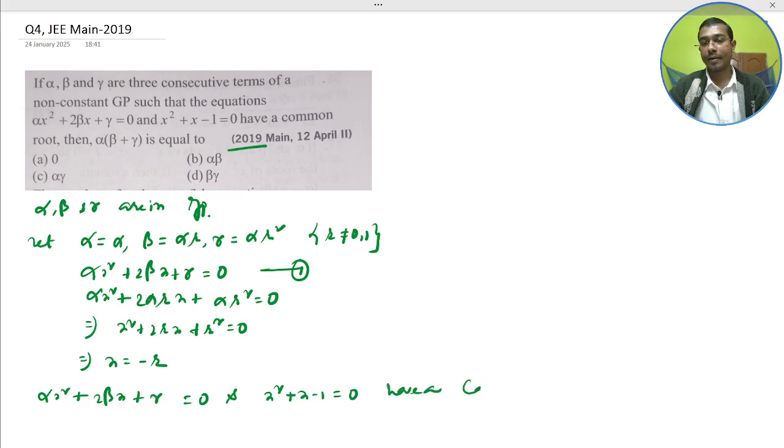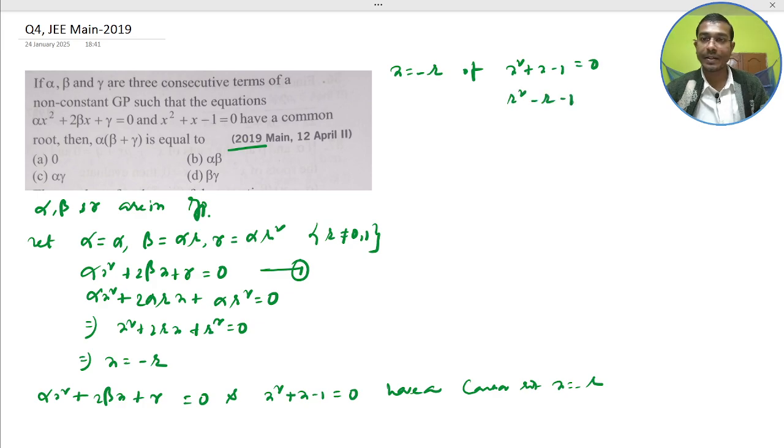Have a common root x equal to minus r. So put this value in both the equations. So x equal to minus r is a root of the equation x square plus x minus 1. This is the another equation. So put this value here. That r square minus r minus 1 equal to 0. This is the equation number 2. So you have to find this value.